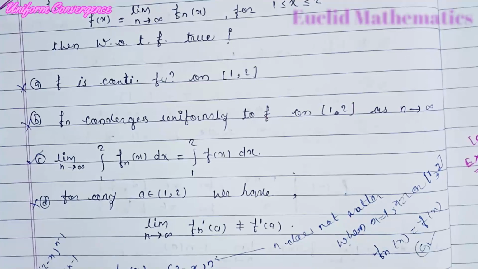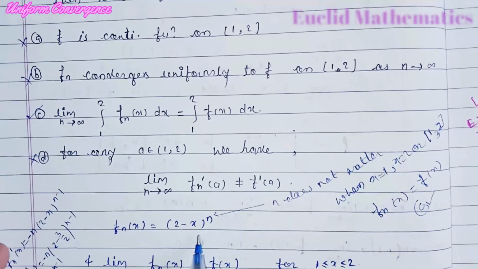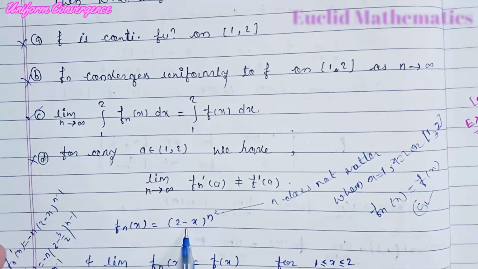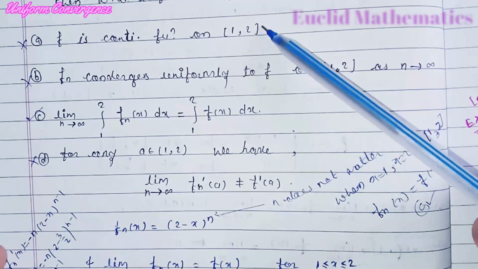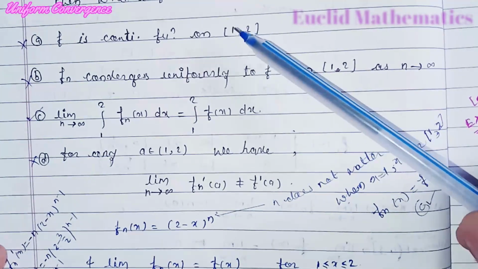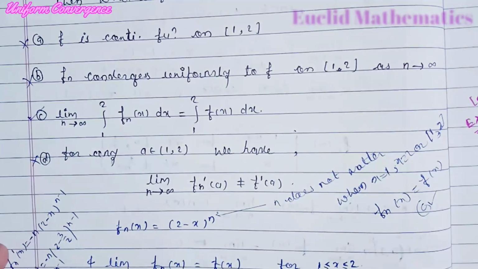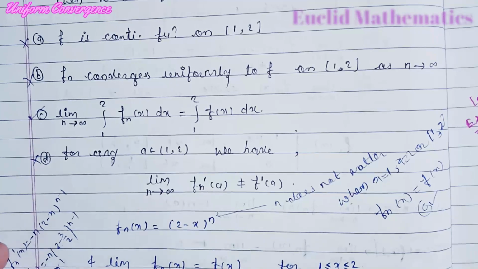In our example, fn(x) is equal to (2 - x)^n, and the interval is the closed interval [1, 2]. Option A says that f is continuous on the closed interval [1, 2]. So we have to check the values x = 1 and x = 2 as n tends to infinity of fn(x). If a finite limit exists and the values are equal, then the function is continuous. If the finite limits exist but are not equal, then the function is not continuous. If the function is not continuous, then it is not uniformly convergent.